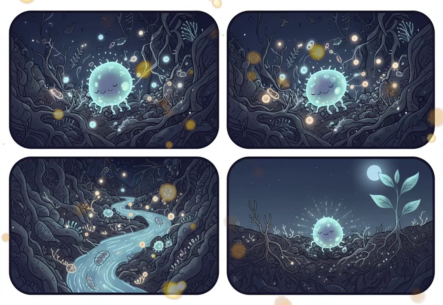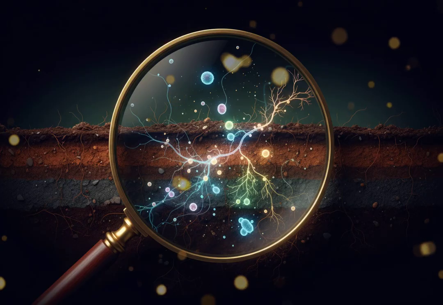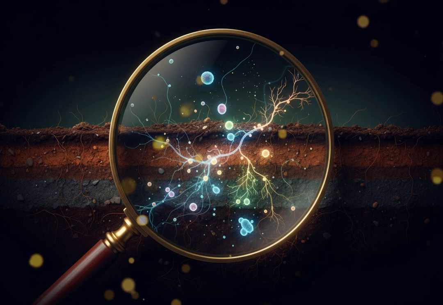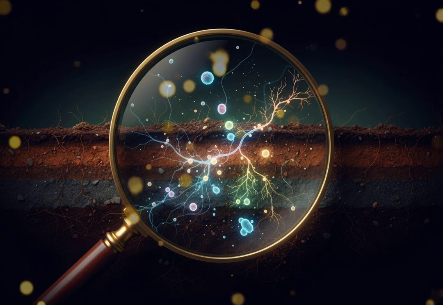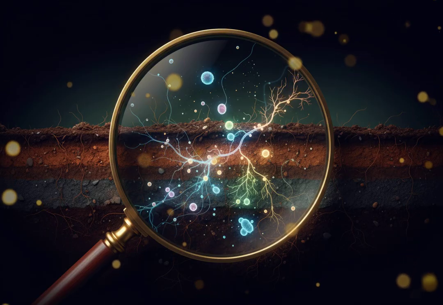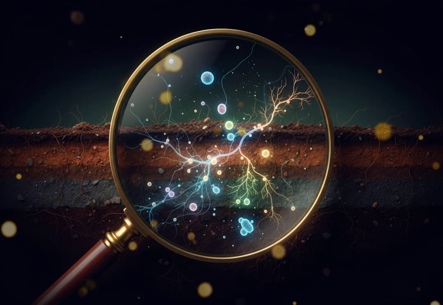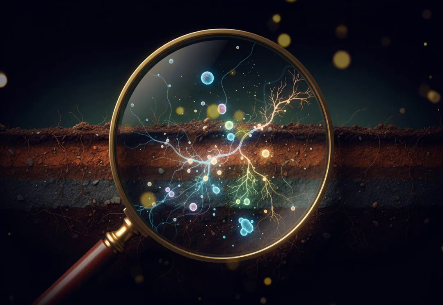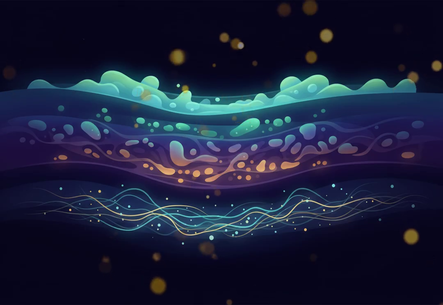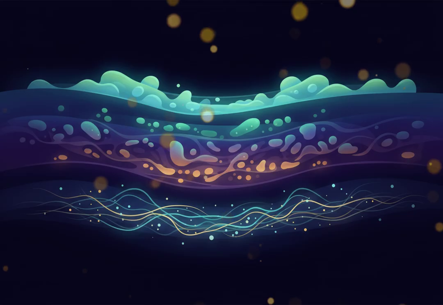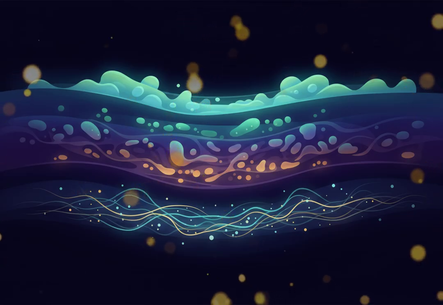Next-generation sequencing technologies allow researchers to explore the genetic diversity of microbial communities without the need for culturing. By analyzing soil samples directly, scientists can identify previously unknown microbial species, expanding our knowledge of the complex web of life beneath our feet. As we envision this process, we can begin to appreciate the vastness of microbial life that exists, each organism playing an indispensable role in the ecosystem.